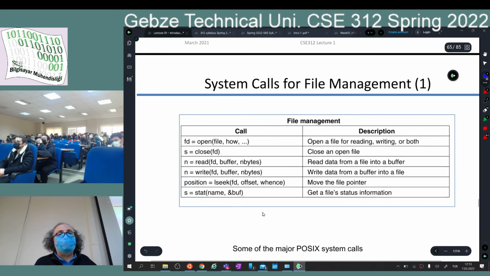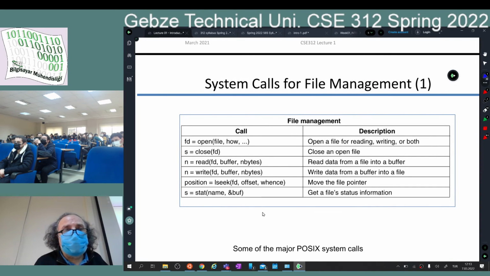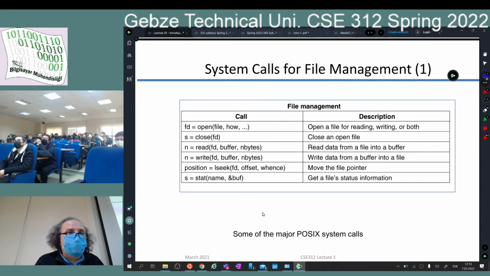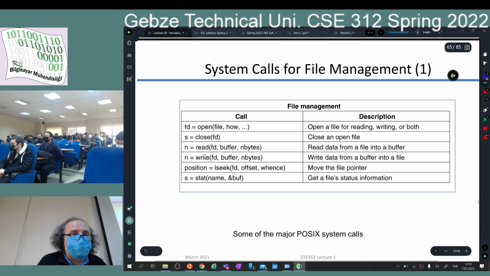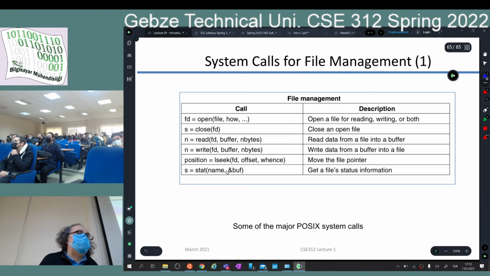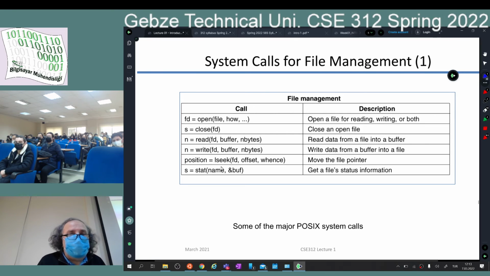So let's look at the system calls regarding the file management. Of course, to use the file, you need to open it: creation of the file, opening it, and closing it. You read data from the file, write to the file. Sometimes you will say that I am not going to read it from the beginning of the file, but at some predetermined position of the file.